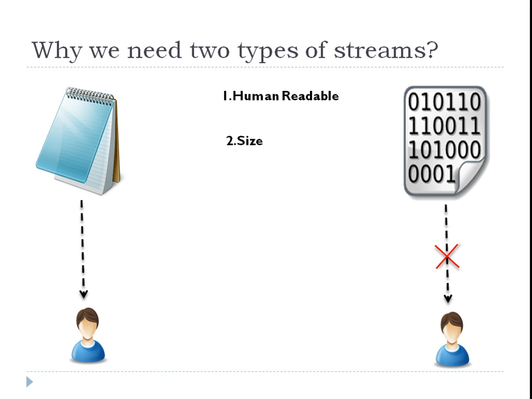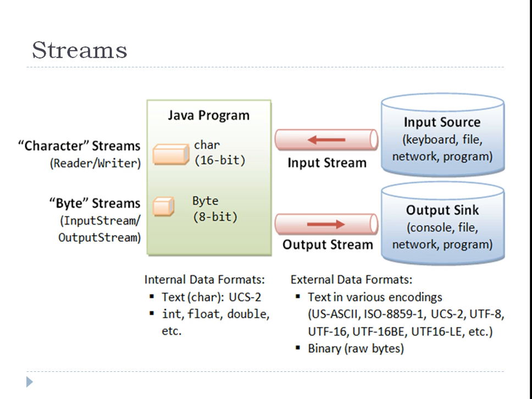If you look at databases, in order to store a huge amount of data, they use binary files, not character based files. So this is a complete scenario. This is a Java program. This program can use a character stream for reading or writing a character based file, or a byte stream for binary files. For reading, it has to use an input stream. For writing, it has to use an output stream.